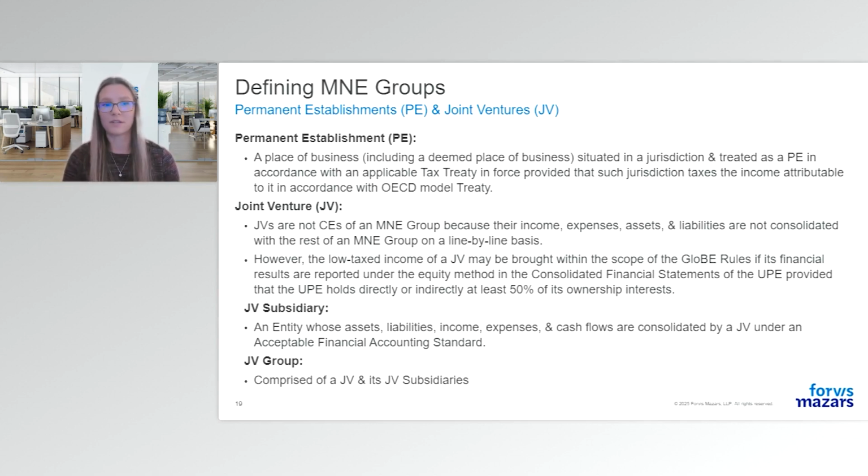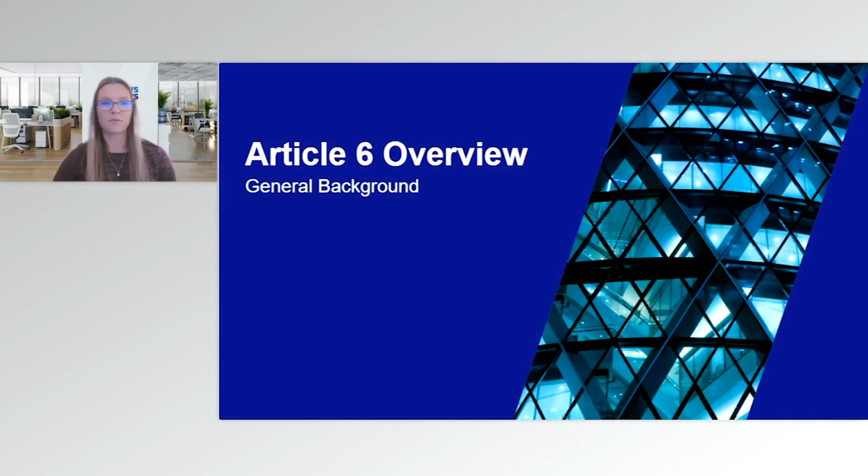So generally, if it doesn't meet those requirements, we'll see joint ventures be considered their own M&E group, and then we can see further entities that they own, JV subsidiaries, in a JV group. That JV group could be considered its separate M&E group to the extent that it has holdings outside of its jurisdiction of organization. So I think that is a pretty good overview of our definitions there. And I think that sets us up well to go into Article 6 to start talking about the effect of mergers and demergers on our M&E group determination.